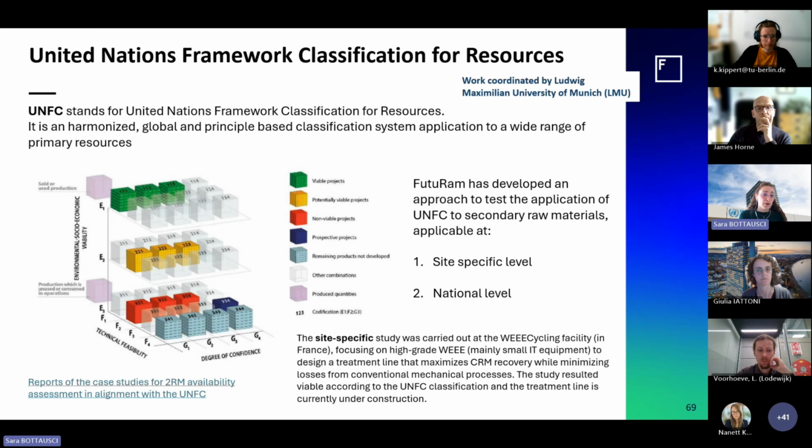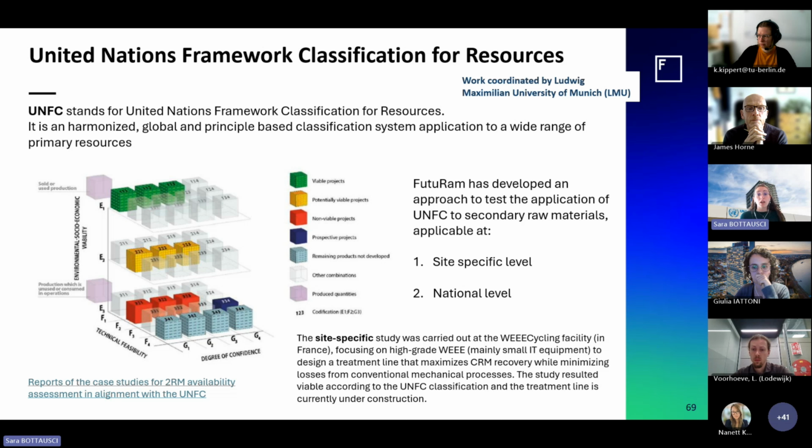I'm not sure how many of you are familiar with the UNFC, but basically the UNFC stands for the United Nations Framework Classification for Resources, and it is a harmonized, global and principle-based classification system that was historically used for the mining sector to precisely classify primary raw material. While in the FutuRaM project, the novelty was to test the applicability of the UNFC also to the quantification of secondary raw materials, so material coming from the treatment of specific waste streams, such as the e-waste stream.